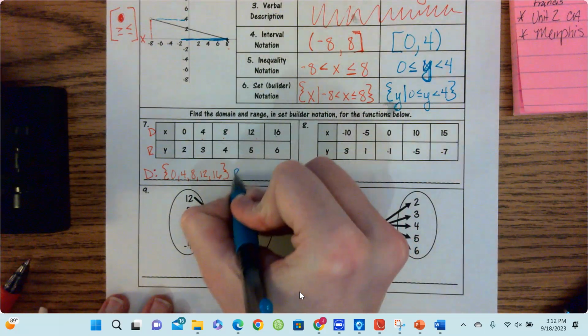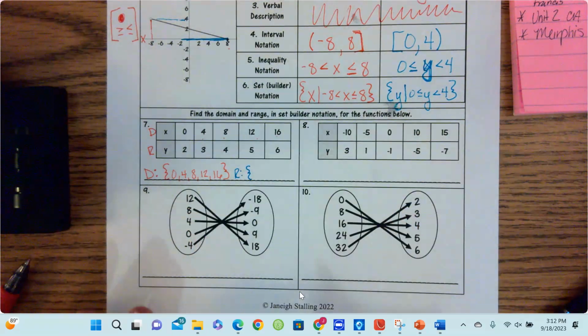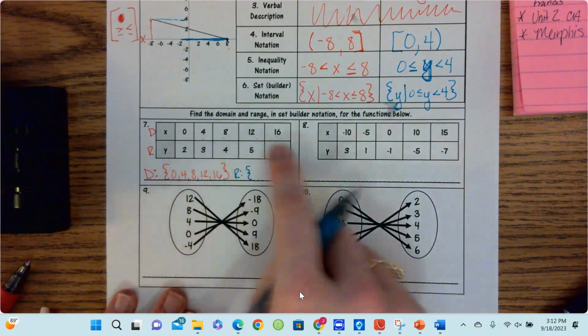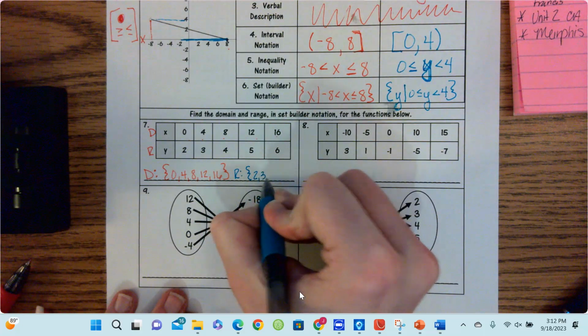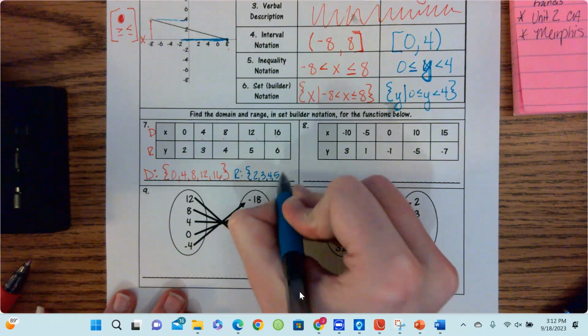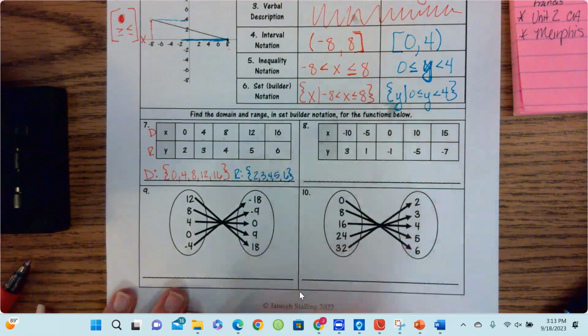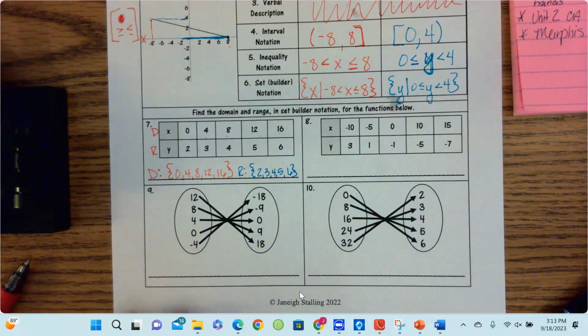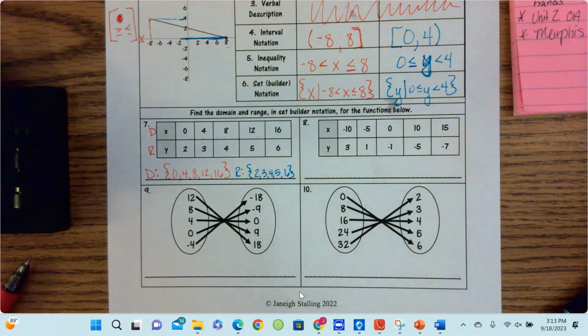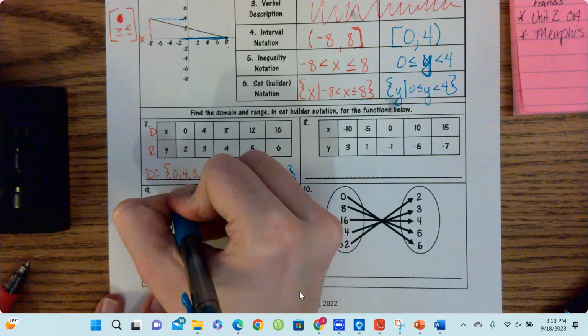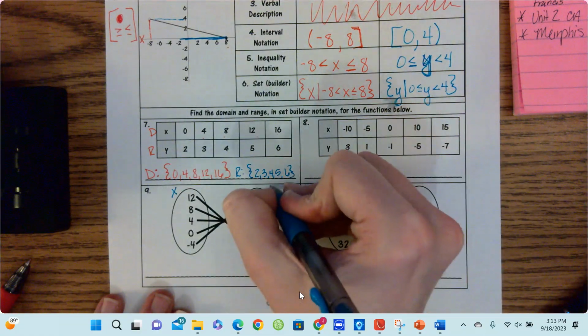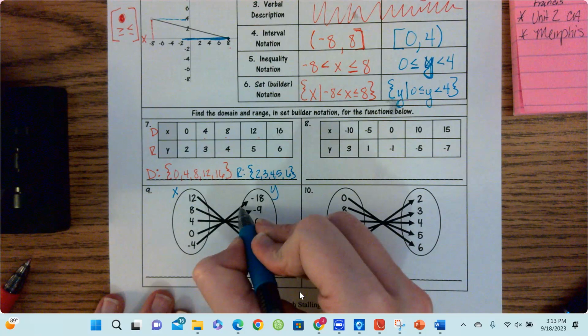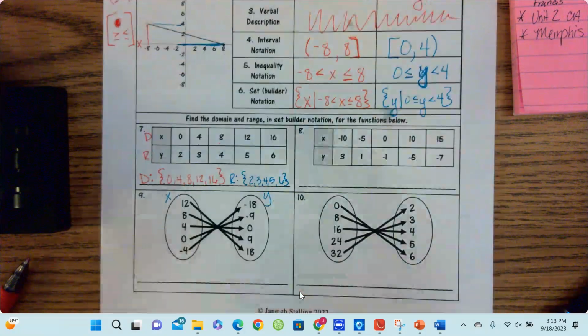And then range, I'm going to do the same thing. So these are easy. When they give you these discrete functions, they're easy. You just write down all the x's. And then for range, I would just write down all the y's. And so for the mapping, we do the same way. So mappings, the left is always x, the right, the y, the direction the arrows are going. The right side is always y.